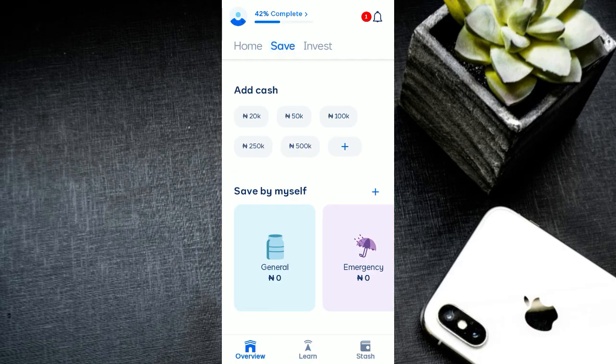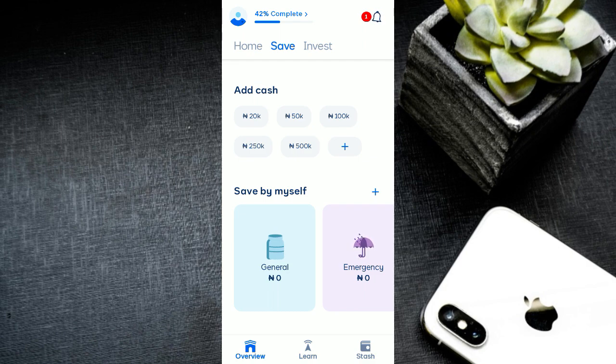Now, if you're using traditional savings accounts, the basic advantage is that you get instant access to your money. But what is the con? The con is that you get low interest on your money, and it is prone to impulsive spending. As in, because you have easy access to your money, it usually leads you to impulsive spending.